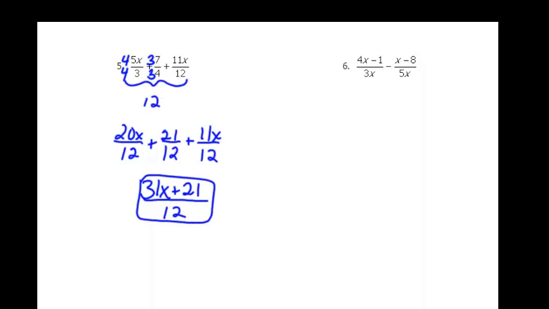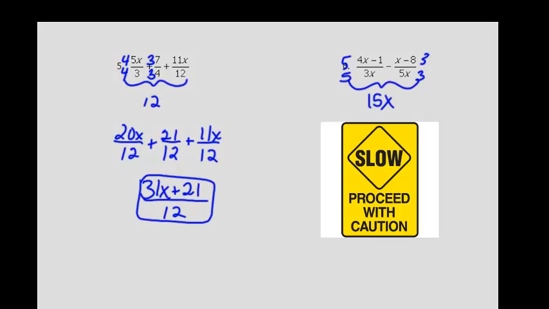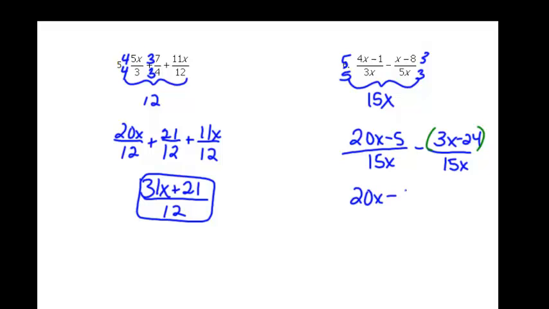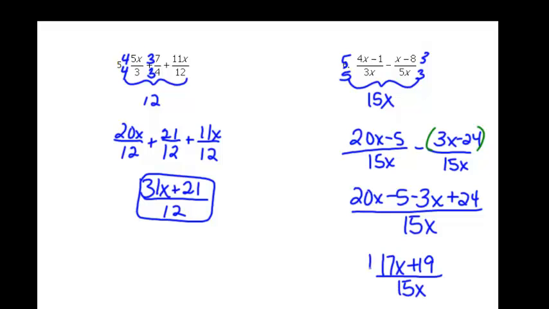Let's try it with a little algebra. The least common denominator here, think about it on your own, it should be 15x. So that means I need to multiply this fraction by 5 over 5 and this fraction by 3 over 3. Be careful, watch negatives, and take it slowly. So I get 20x minus 5 over 15x minus 3x minus 24 over 15x. Now keeping in mind I have to distribute this negative to that entire term in the numerator. When I distribute that, it's going to be 20x minus 5 minus 3x plus 24 over 15x. And when I finally simplify that, I get 17x plus 19 over 15x. Again, no common factors, but I'm always mindful of that, checking, do I have common factors?